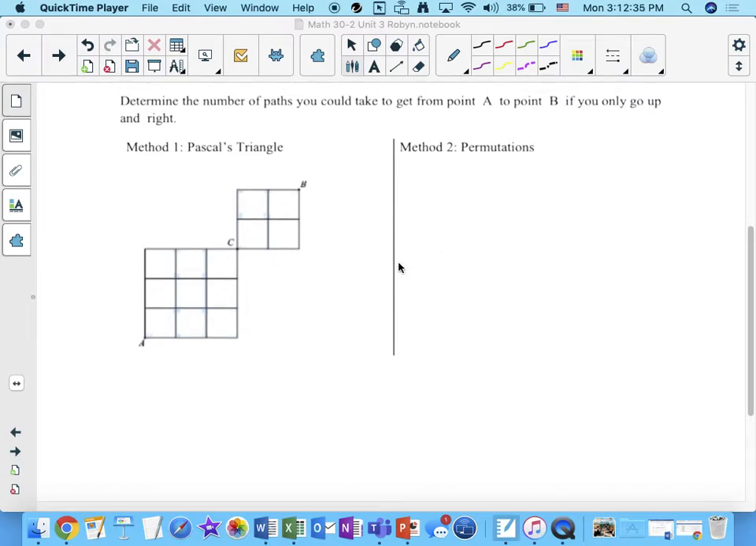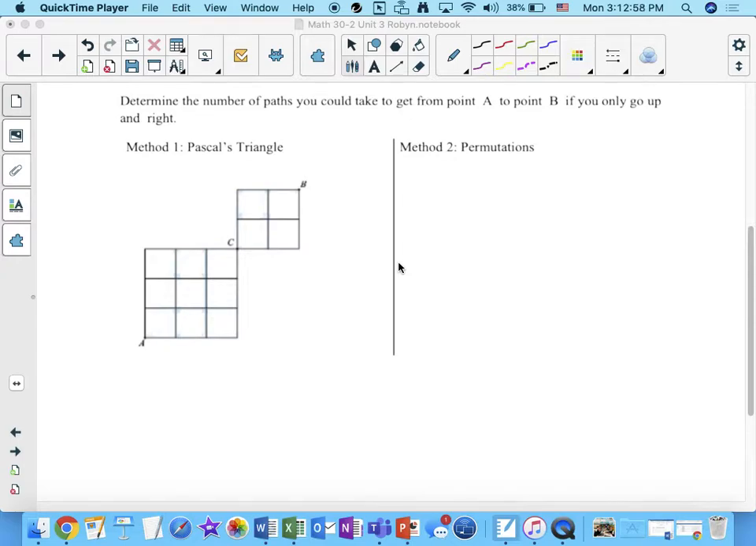Here's another situation. Determine the number of paths you could take to get from point A to point B if you can only go up and right. So we've got to go from point A to point B. We've got to go through point C. We've got to go up and right.